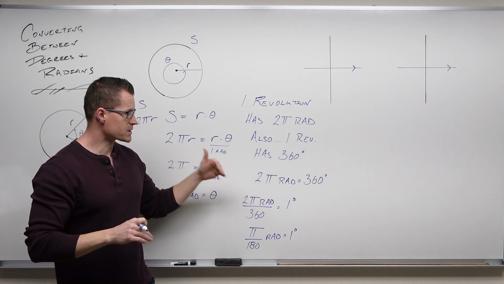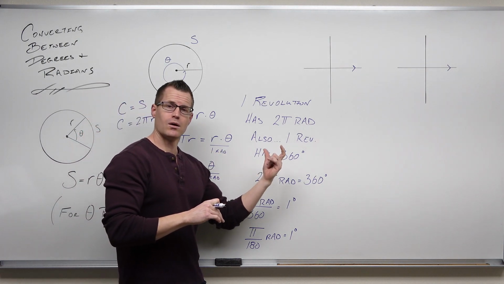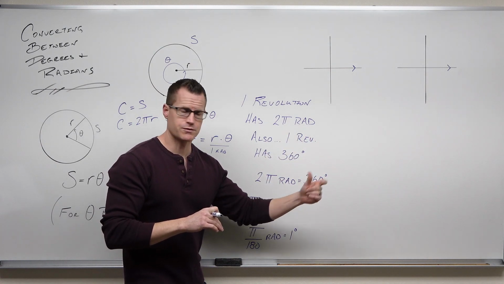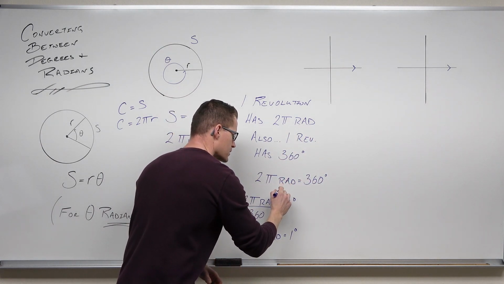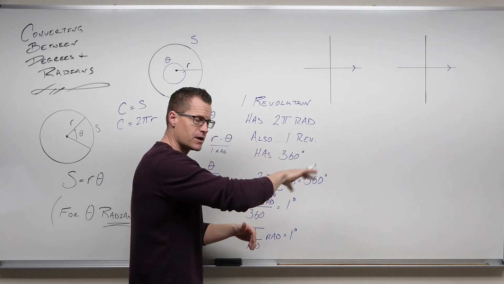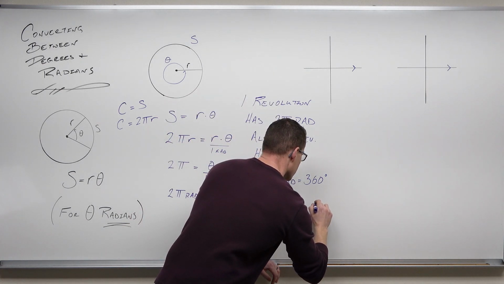Now, what if we divided both sides by 2 pi? Well, then we're going to get 1 radian equals in terms of degrees. So let's divide both sides. Here's one way, divided by 360. Let's divide both sides by 2 pi.